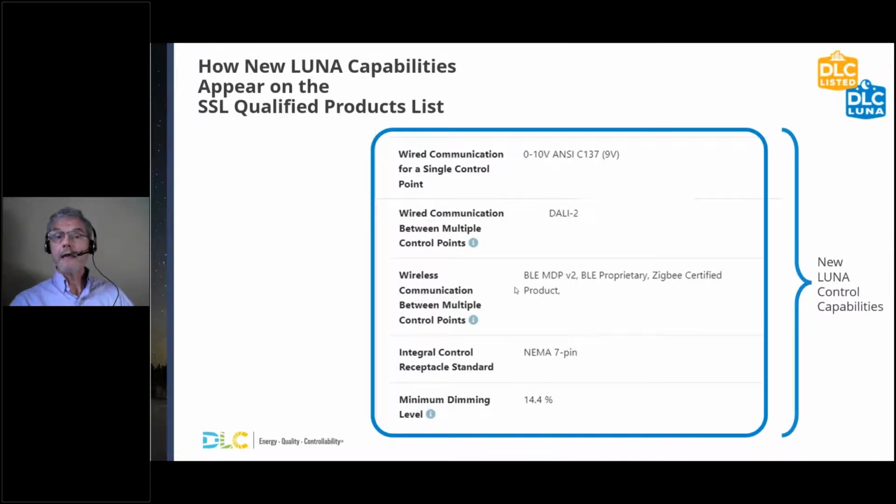Next. In the QPL display, the new section of product capabilities related to LUNA controls includes wired communication for a single control point, wired communication between multiple control points, and wireless communication between multiple control points, plus additional options for integral controls, plus the minimum dimming level, which on all LUNA products will be 20% or lower.